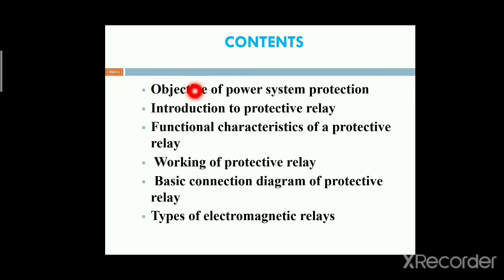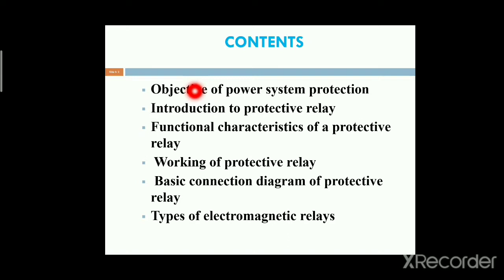How will the circuit breaker be operated? The circuit breaker is operated after a tripping signal is given to the breaker. After a protective relay gives a tripping signal to the circuit breaker, only then does the breaker break the circuit under abnormal conditions. The protective relay gives the indication to the circuit breaker, then the breaker breaks the circuit. That is the main purpose of the protective relay.